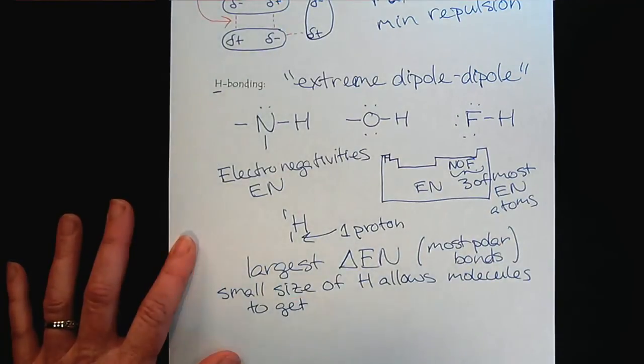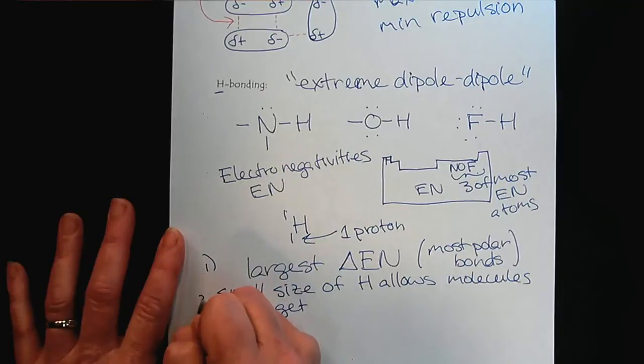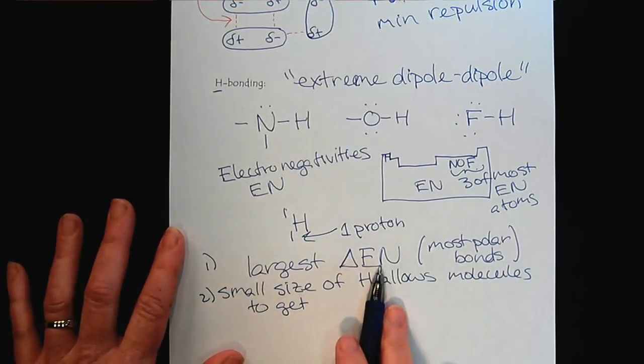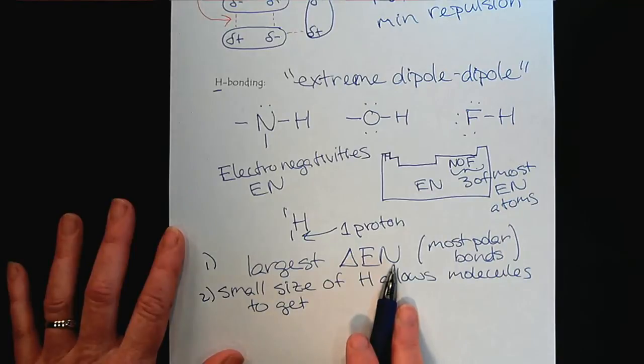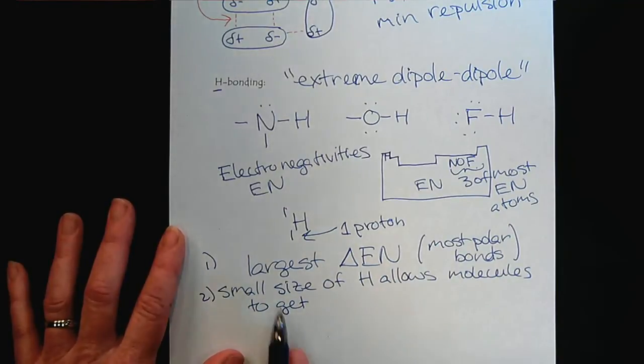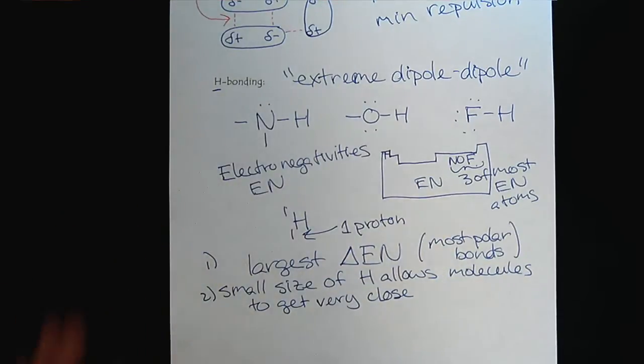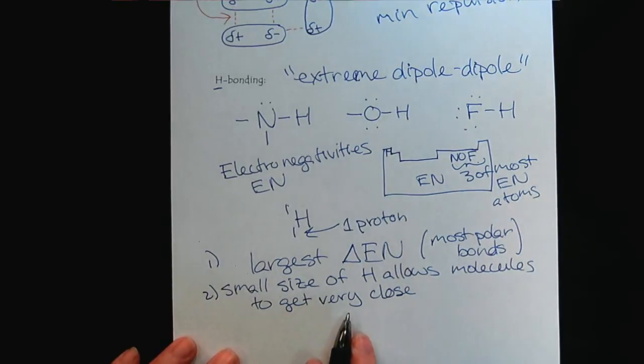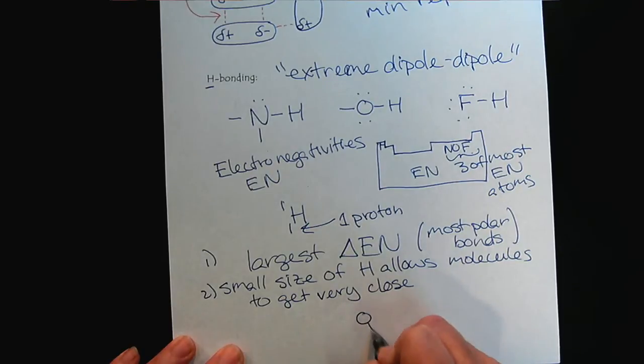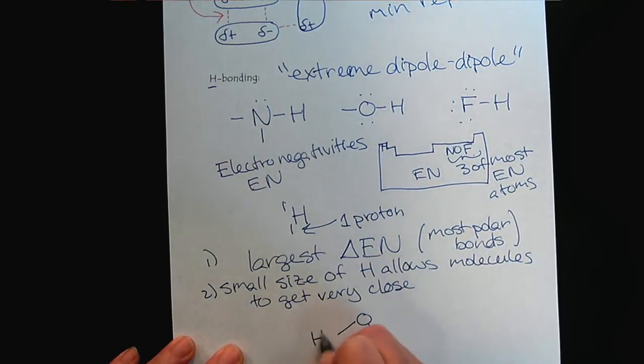So the small size of hydrogen, we have the two reasons. We have the large dipole moment, the large differences in electronegativity, so these are very polar bonds. And then the small size of hydrogen allows the molecules to get very close physically. These two things increase the strength of the intermolecular force to the point that we give it its own name. Of course, they're going to be very close, but if I try to draw this, I won't be able to illustrate it if I show them too close. So I'll still keep a little distance.